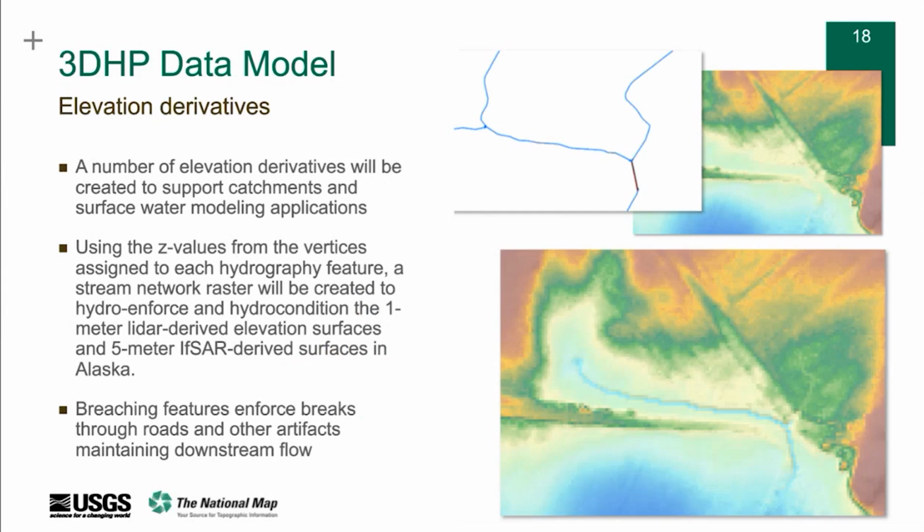The other aspect to the data model that we're planning to derive and deliver are elevation derivatives. Primarily, the hydro-enforced elevation data set is going to be created by integrating the stream network and the elevation source data so that breaches are part of the elevation surface and the Z values of the stream network are integrated into the surface, so that all of the vertices or all of the cells that make up that stream network represent the same values, and the slope is maintained within the raster along that stream raster network path.